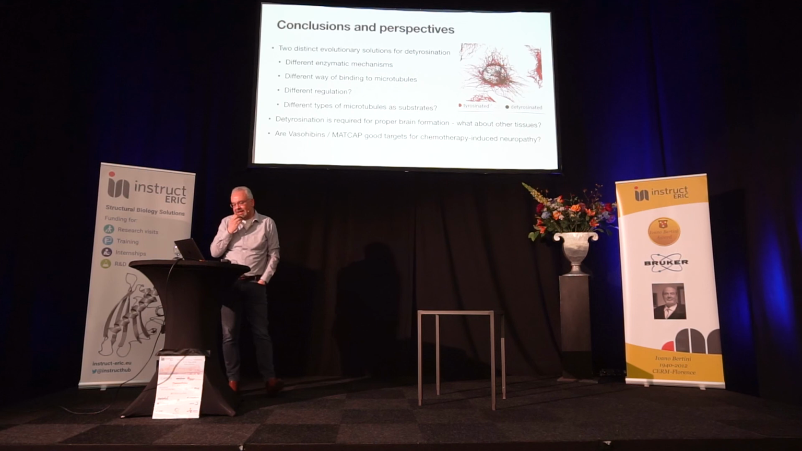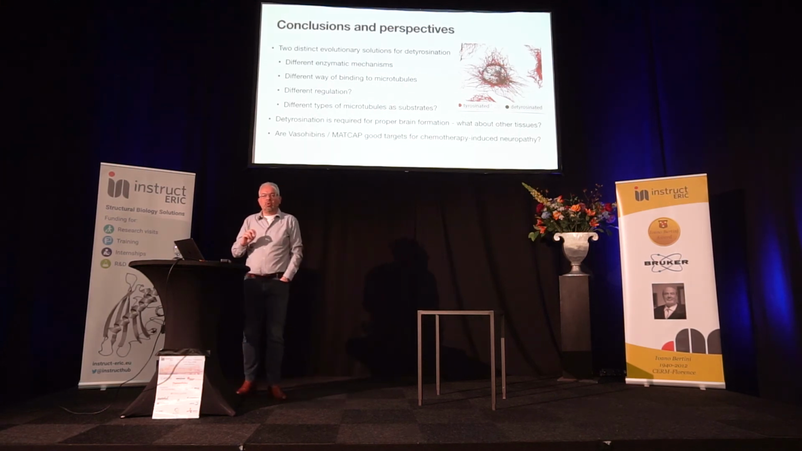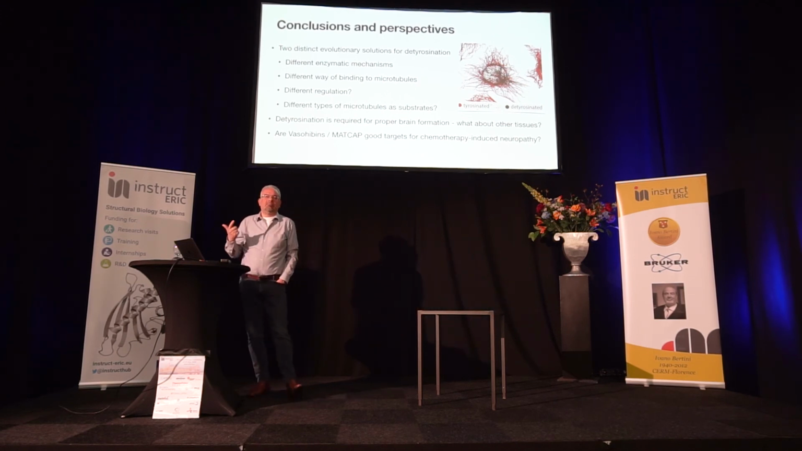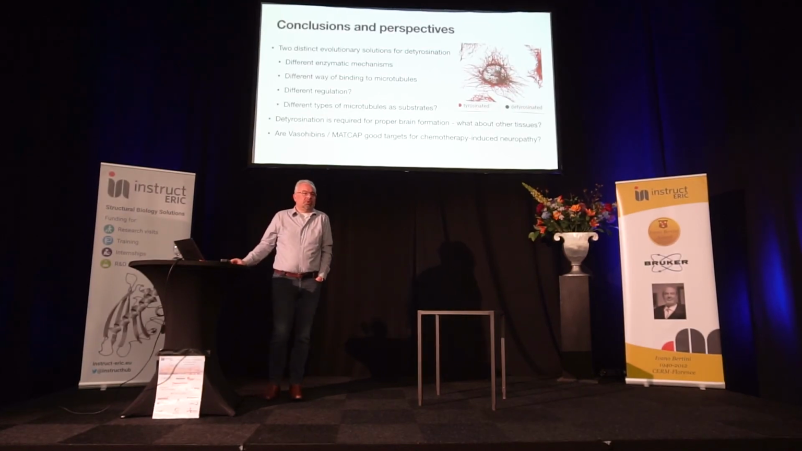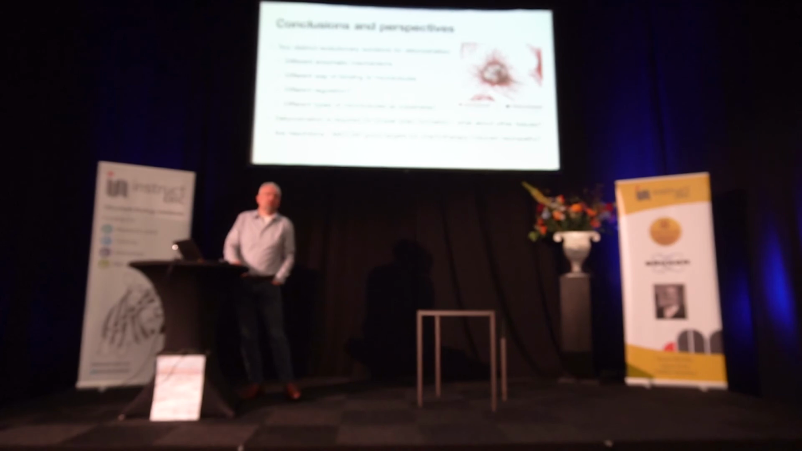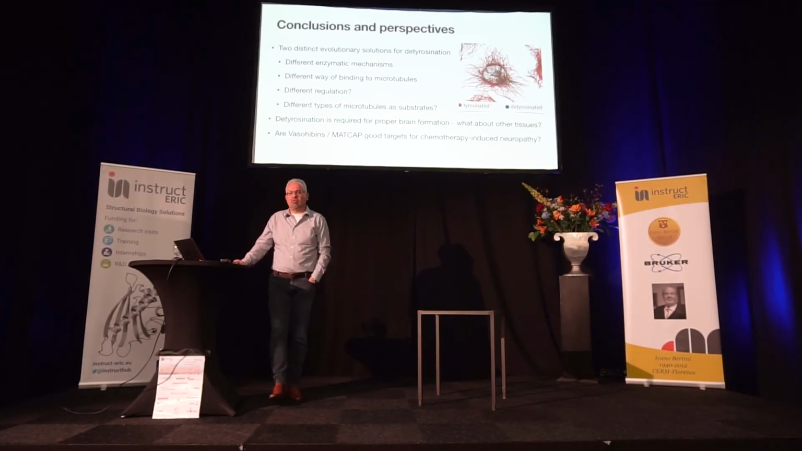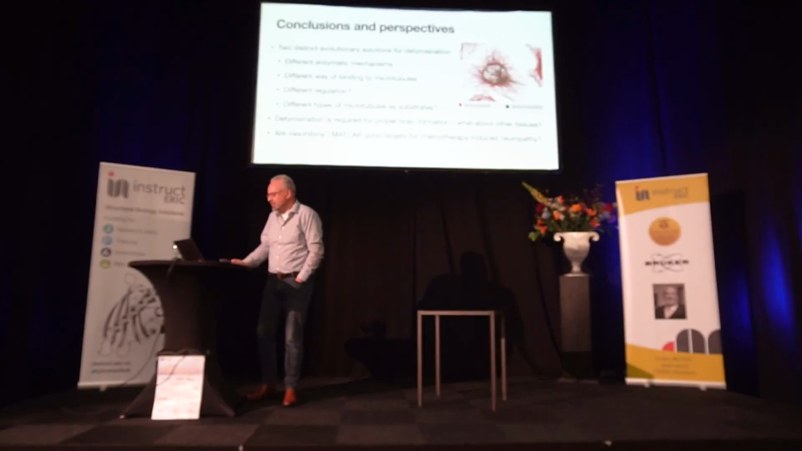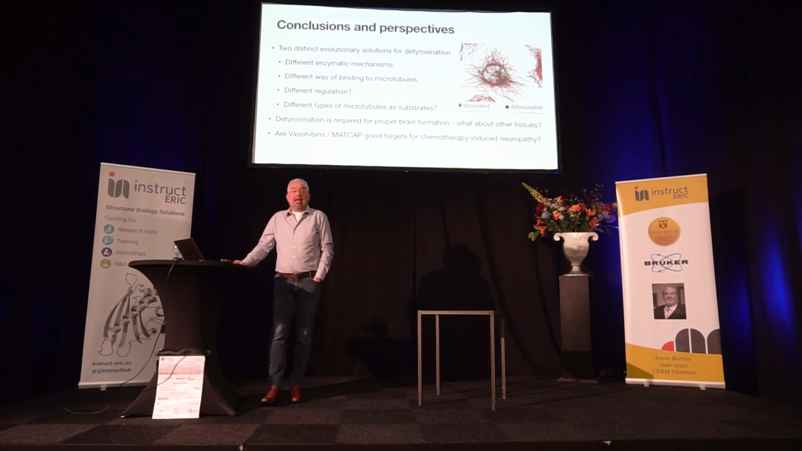That's it. And what's next? It's quite stunning that nature came up with two distinct evolutionary solutions for the same problem: a cysteine carboxypeptidase and a zinc-dependent metalloprotease. They're really completely different proteins evolutionarily. Actually, interestingly, one of the closest homologs of MATCAP is the ACE2 receptor of COVID. So now I have a paper that says SARS-CoV-2 as well, so it's legitimate. They have different enzymatic mechanisms, as you can imagine. They bind in a different way to microtubules, so that leads to a few questions.